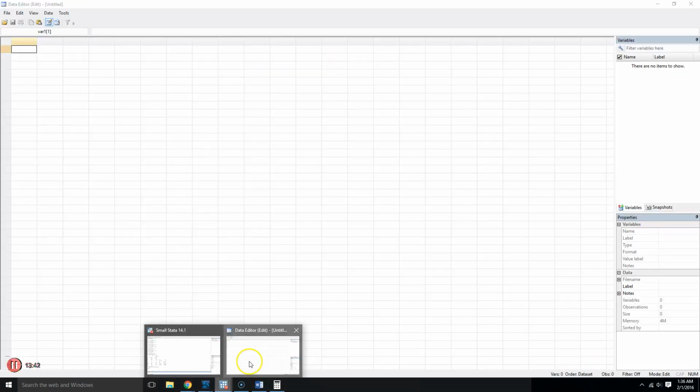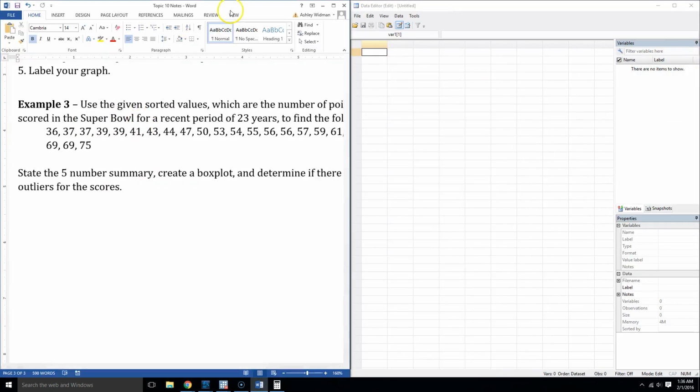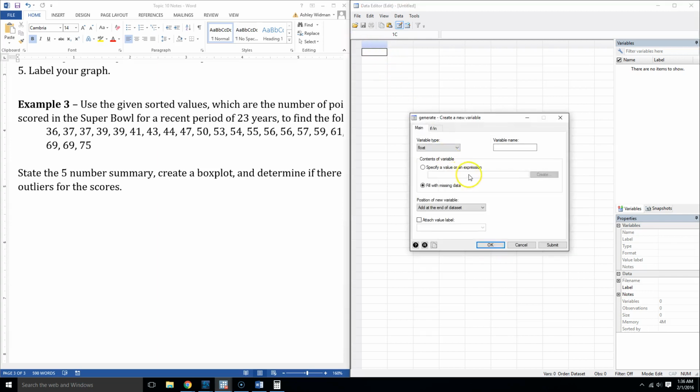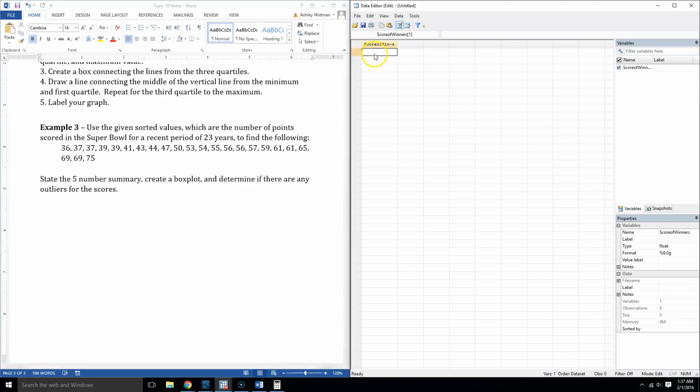So let's get Stata open. I did clear my data editor. So you can either clear it if you were working on it previously, or you can open a new session. So let's call this score of winners. It usually doesn't matter what you name this. And so again, you want to select the fill with missing data. And so now we want to go through and enter in the scores of our winners.